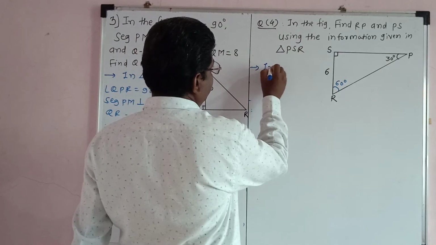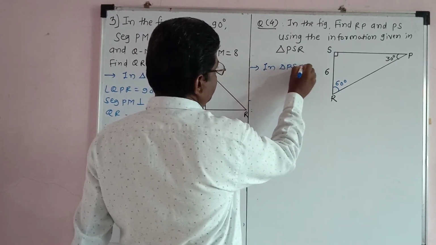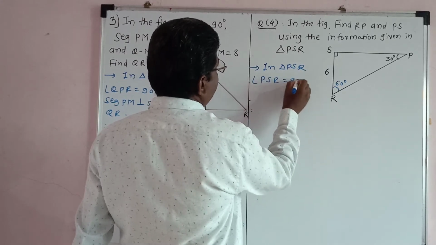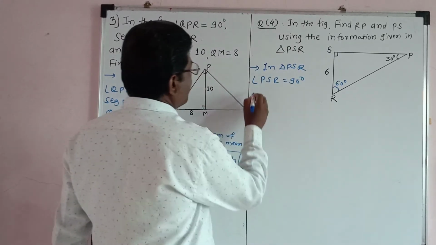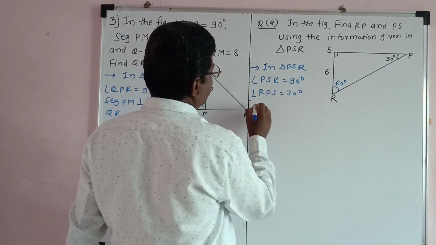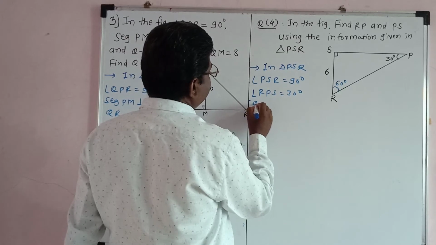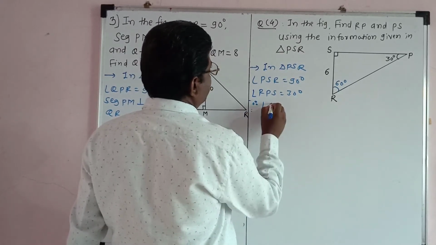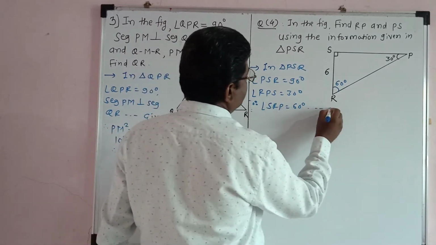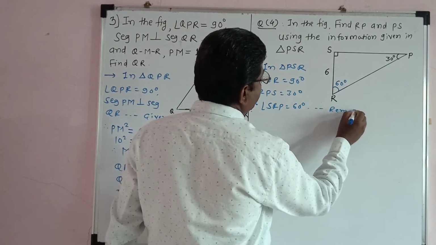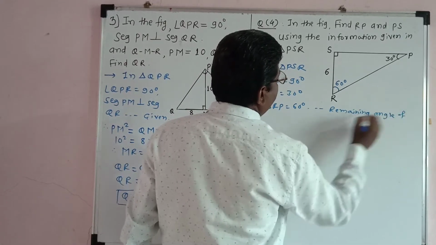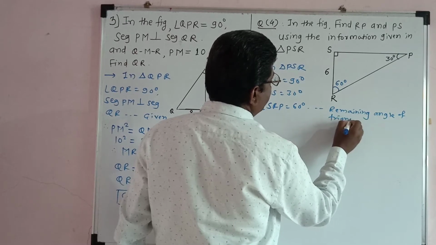So in triangle PSR, angle PSR is equal to 90 degrees, angle RPS is equal to 30 degrees. Therefore angle SRP is equal to 60 degrees. This is the remaining angle of the triangle.